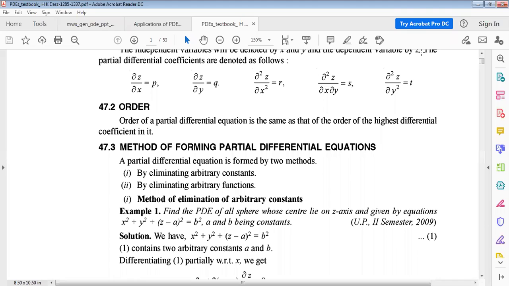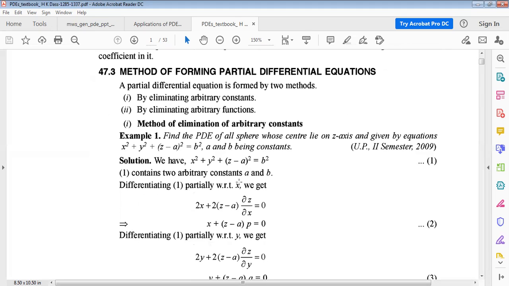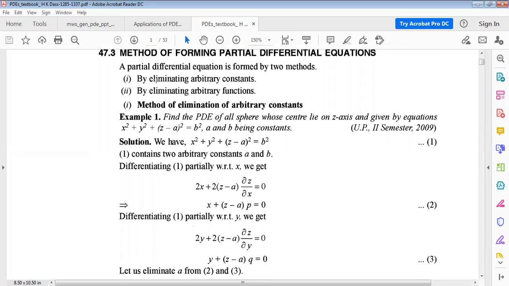Actually, there are different methods for how to form partial differential equations. So first of all, the formation of partial differential equations. A partial differential equation can be formed by 2 methods. One method is eliminating arbitrary constants, and another method is eliminating arbitrary functions. That means there are 2 types of forming partial differential equations. Suppose an example, a method of eliminating arbitrary constants.